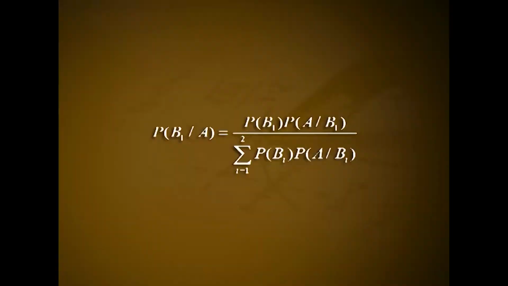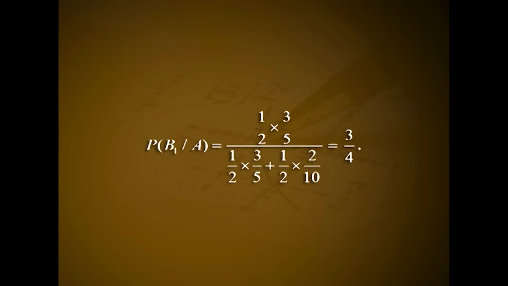It is given that the event A has happened. Hence, by Bayes theorem, the probability that coin was resulted in head is P of B1 given A, that is equal to P of B1 into P of A given B1 divided by summation i from 1 to 2 P of Bi into P of A given Bi. That is, P of B1 given A equal to 1 by 2 into 3 by 5 divided by 1 by 2 into 3 by 5 plus 1 by 2 into 2 by 10, that is equal to 3 by 4.